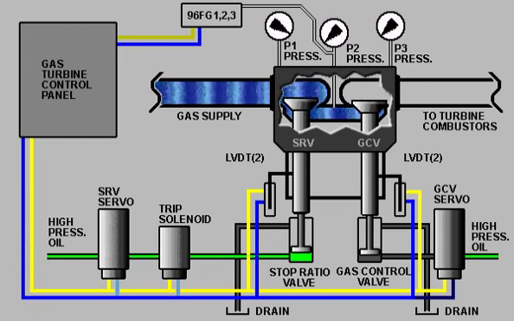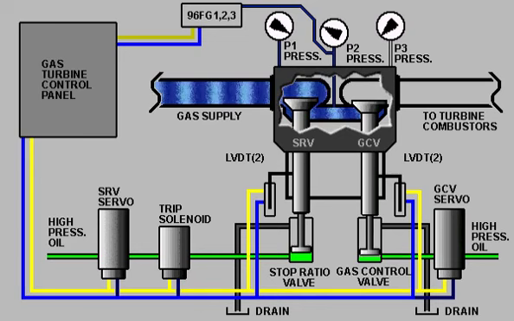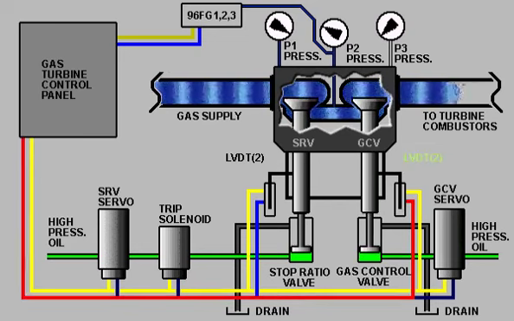As fuel gas fills the area between the servo valve and the gas control valve, the P2 pressure transmitters send a signal to the control system. Next, the control system sends a signal to the gas control valve servo, allowing hydraulic oil to force open the gas control valve. The gas control valve LVDTs provide position feedback to the control system. This position signal is compared to the required position based on the called-for fuel.